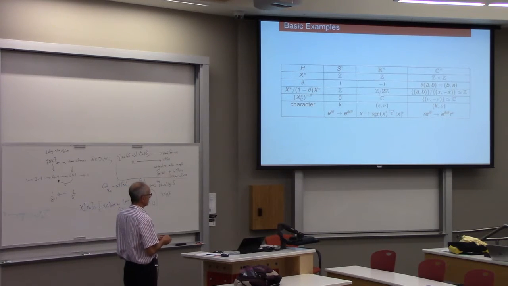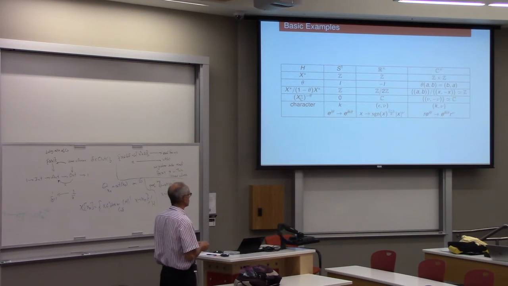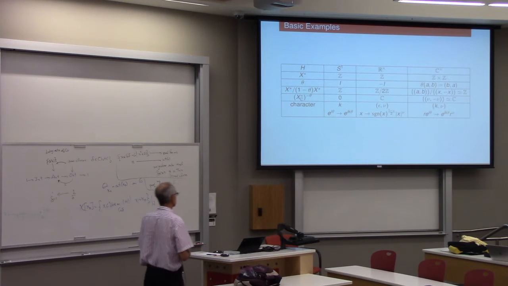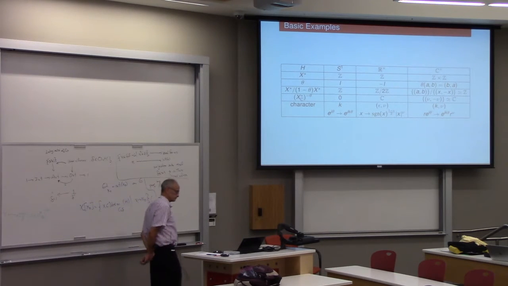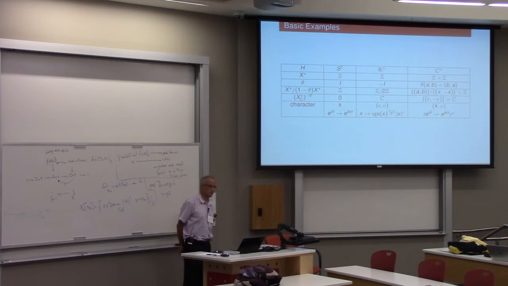And then this last example is quite interesting, and I suggest you work it out for yourself. If you take the product of two circles and the swap map, then this quotient is isomorphic to Z, and this other quotient is isomorphic to C, and you're getting r e to the i theta goes to r to the nu e to the i k theta. And anyway, it's really helpful to work those examples out for yourself to get a feel for how this is going. Questions?